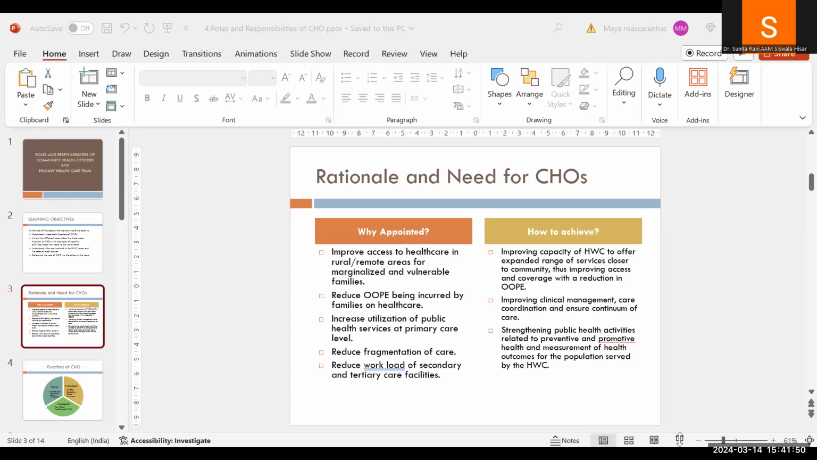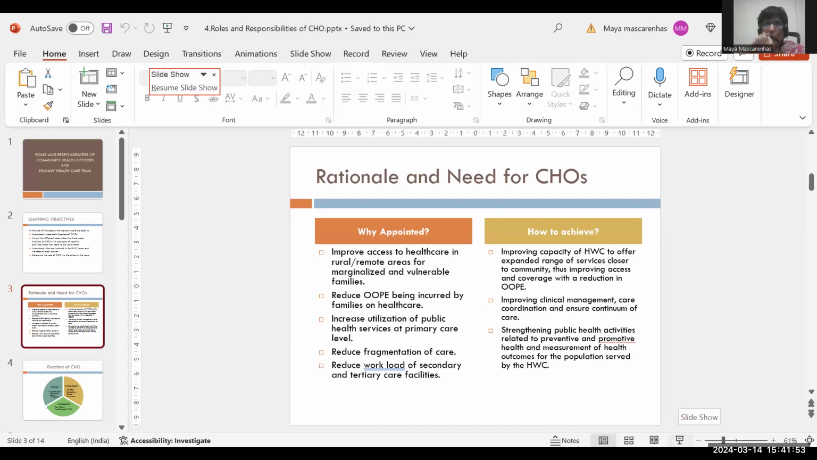Okay. So if you have understood up to here, I want to now show you what we call the roles and responsibilities. Okay. Because only if we know the roles and responsibilities of the CHO, then only we can understand in palliative care what all she has to do. Is it clear so far? Are you able to understand, or am I going too fast? No, ma'am. Thank you very much.